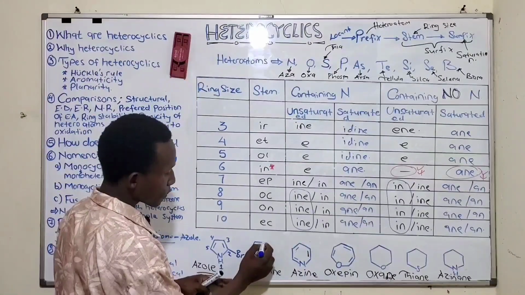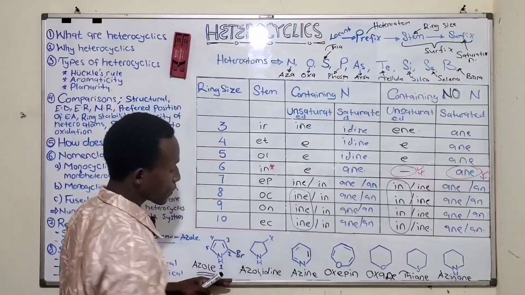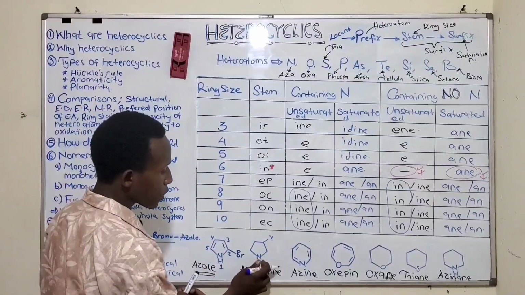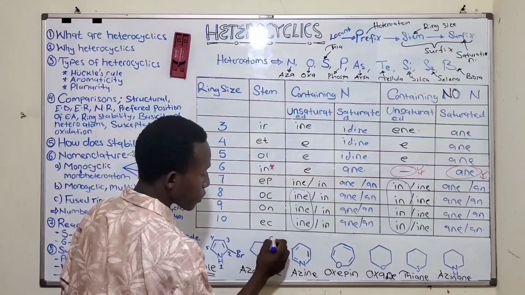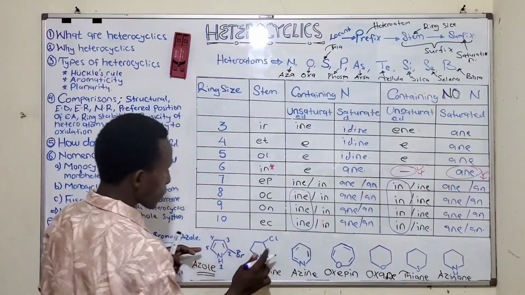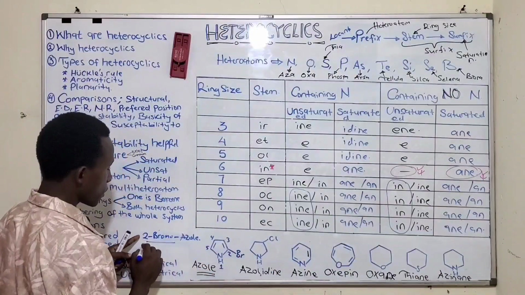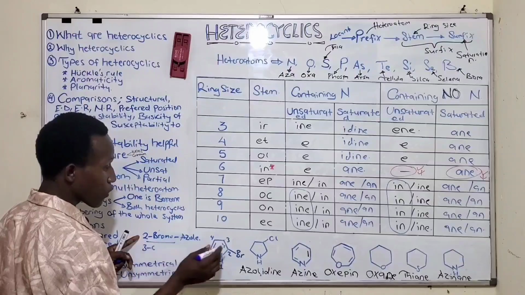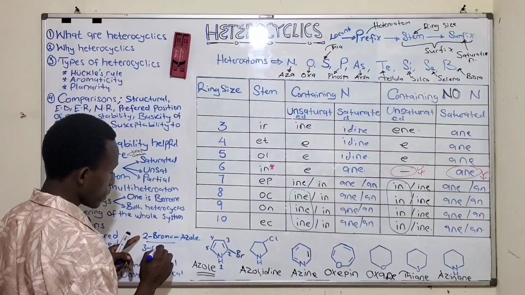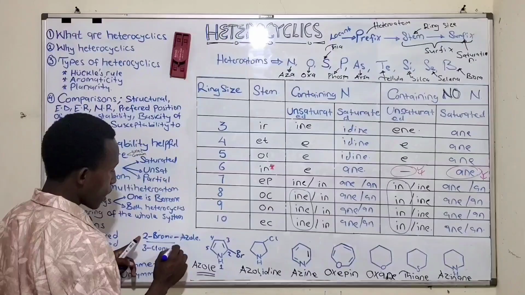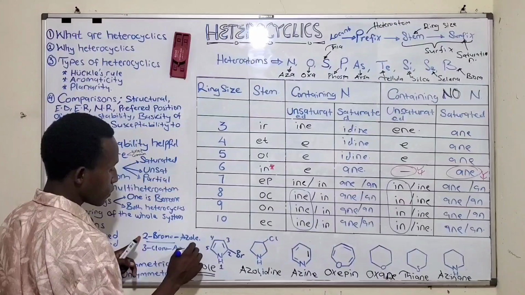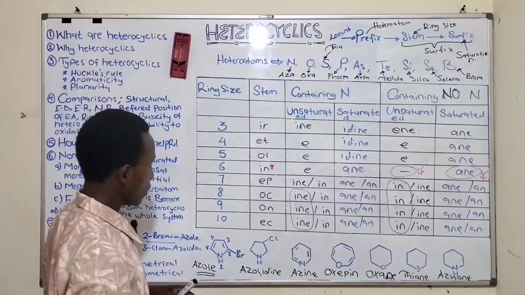If it is this one and you have a substituent here, same thing. This is position 1, 2, 3. In case of maybe chlorine, it will be at position 3, so it will be 3. We have chlorine, 3-chloro, 3-chloroazoridine, like that.